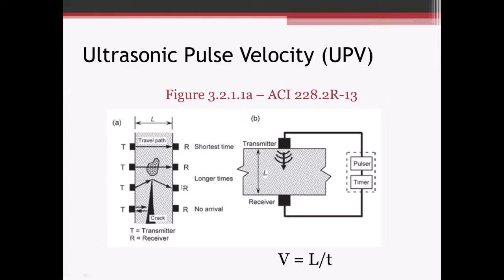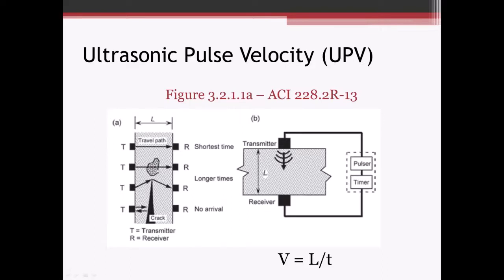So within the concrete, if you've got areas of poor consolidation, maybe some voids or something like that, your travel time from one side to the other is going to be a little bit slower. If you've got some cracks, maybe it's going to have to travel around the cracks. Same thing with the voids, traveling around the voids.